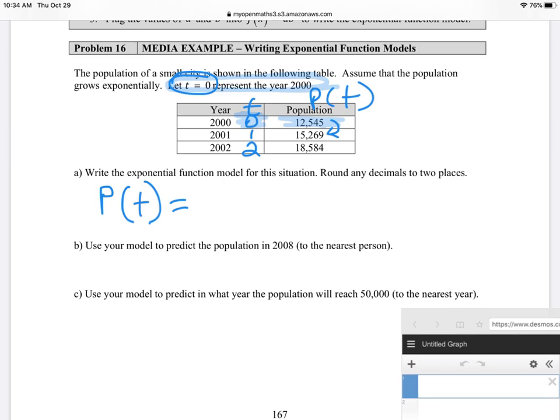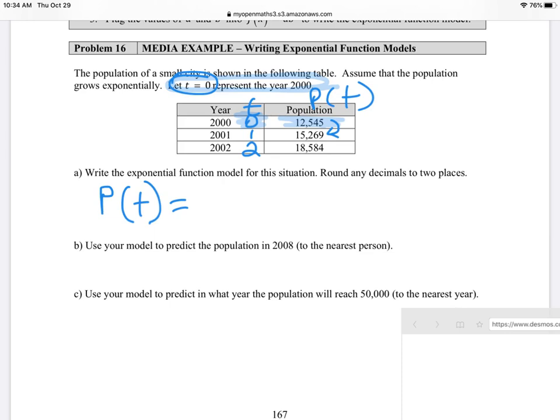So once I have those two pieces of information, an initial value and a common ratio, I can just plug them in for the function. The initial value goes in the A spot: 12,545. In the B spot, I put the common ratio. And then I raise all of that to the x power. You will always have a variable exponent up here. Oh, I don't want to raise it to the x. I want to raise it to the t, because they told us to use t in the problem.